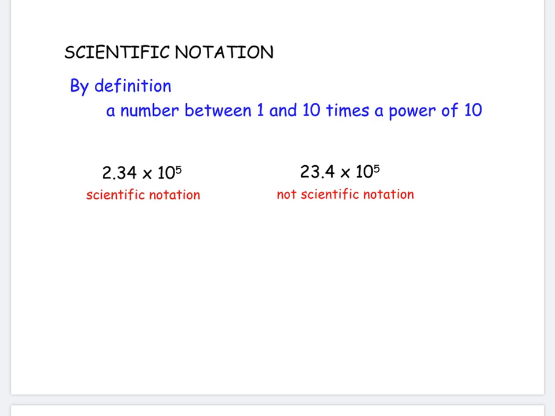So if you look at the two numbers written below, the first one is an example of a number written in scientific notation because it has 2 and 34 hundredths, which is between 1 and 10, times 10 to the fifth power, which is multiplied by a power of 10. The second one is not in scientific notation because I have 23 and 4 tenths as my number, and that number is not between 1 and 10.